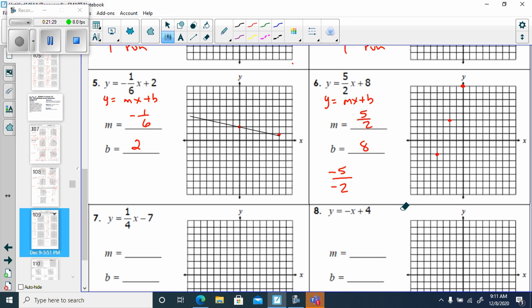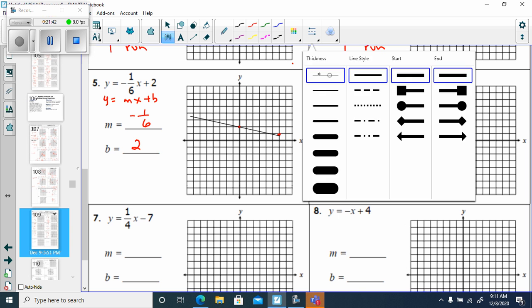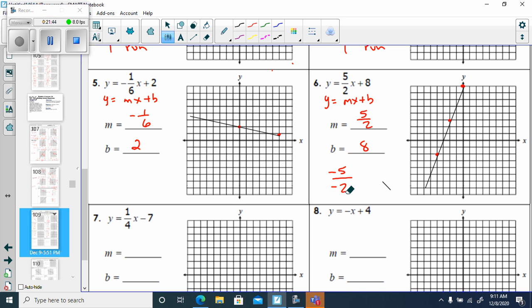Okay? Now, guys, look. What this is going to give me is a line with a positive slope. See how it's going up? It's a positive slope, right? All I did was use the fact that negative 5 over negative 2 is equal to 5/2. A negative divided by a negative gives me a positive. I use that to work backwards to get that.